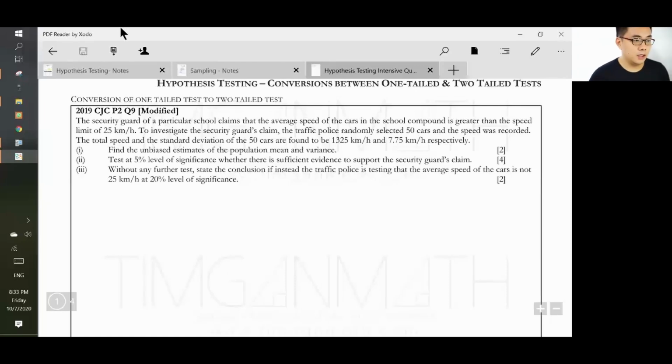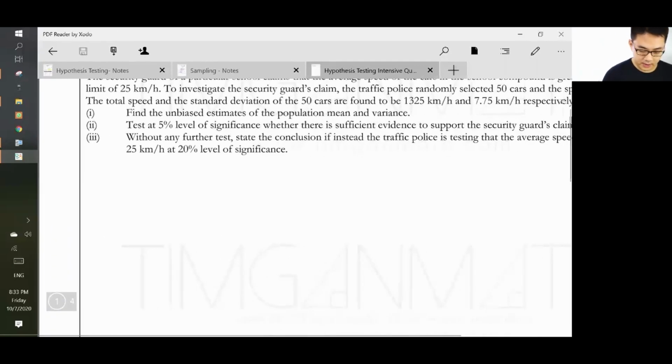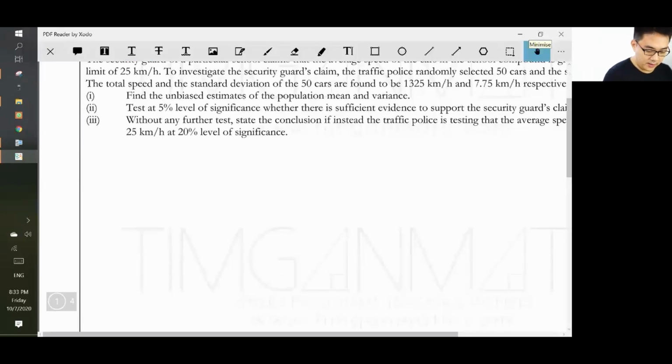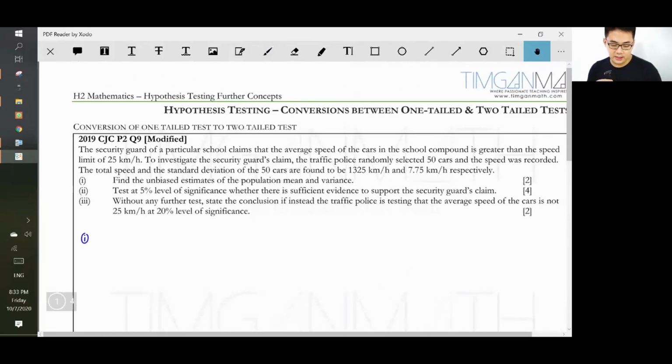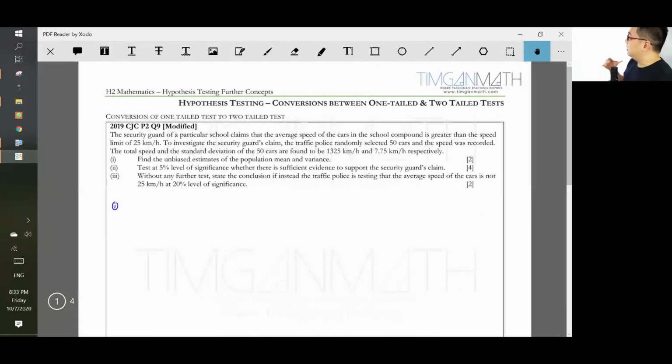So let X be the speed of a car in the school compound. Just imagine the security guard feels that the cars in front of the school travel faster than the speed limit, which I think oftentimes is true. To investigate the security guard's claim, the traffic police randomly selected 50 cars, and the speeds were recorded.